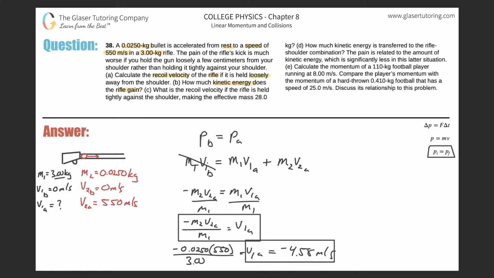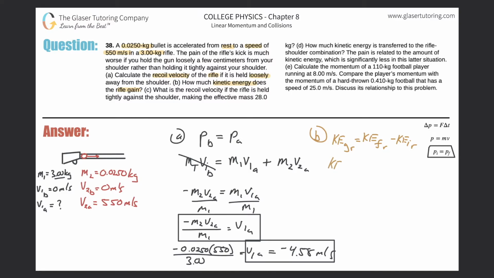Actually, let me just write a little A here, and this will be a little B. All right, so we're talking about kinetic energy. Kinetic energy gain of the rifle will be equal to the final kinetic energy of that rifle minus the initial kinetic energy of that rifle.